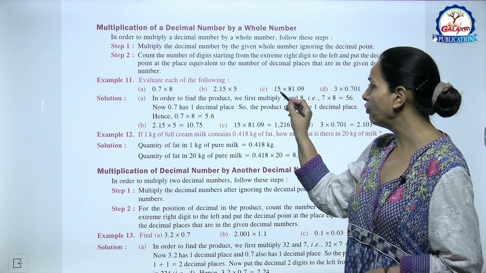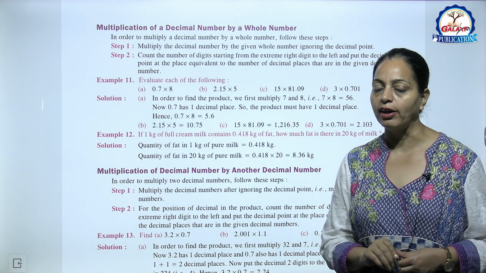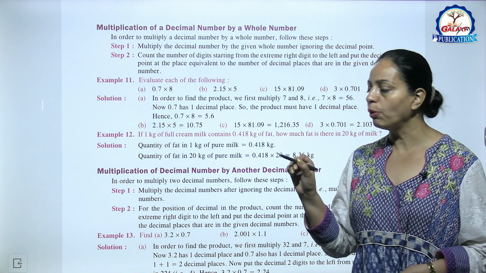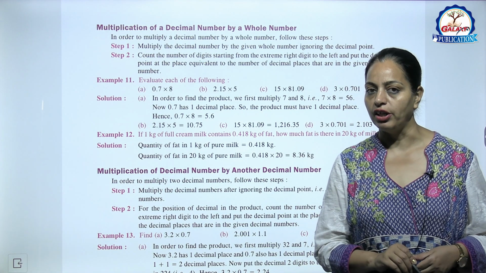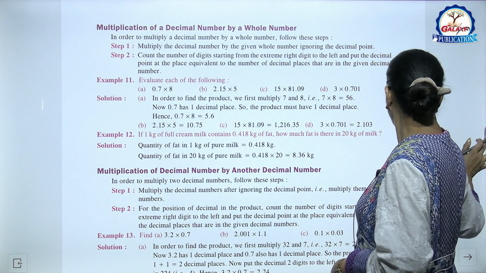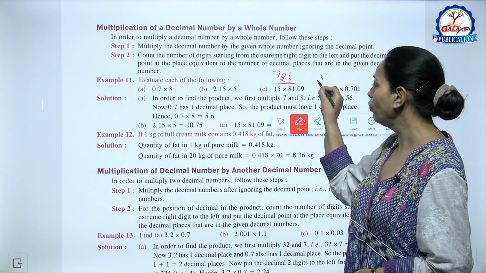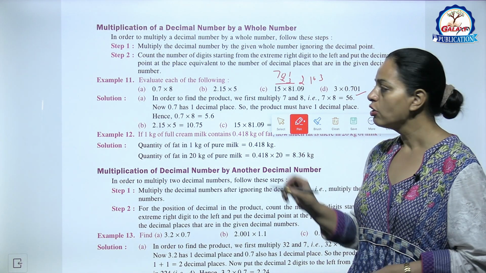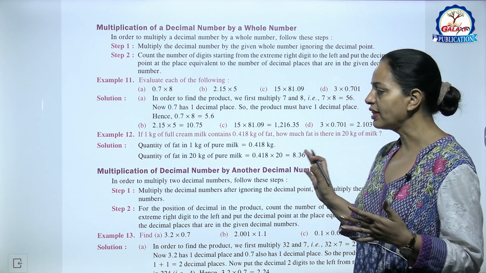ओके, देन सी पार्ट 15 into 81.09, हम क्या कर देंगे 8109 को 15 से मल्टीप्लाई कर देंगे, सो वी आर गेटिंग दिस वैल्यू. नाउ पुट द डेसिमल पॉइंट, डेसिमल हमारा 2 डिजिट से पहले है, सो पुट द डेसिमल हेयर बिफोर 3. ओके, सिमिलरली डी पार्ट 3 into 0.701, सो व्हाट टू डू, 701 को हम मल्टीप्लाई कर देंगे 3 से, सो व्हाट वी आर गेटिंग 2103. Now decimal is before 3 digit, so answer is 2.103, right? I hope these are clear to you.